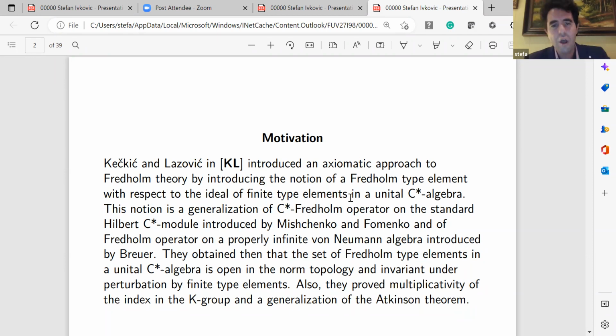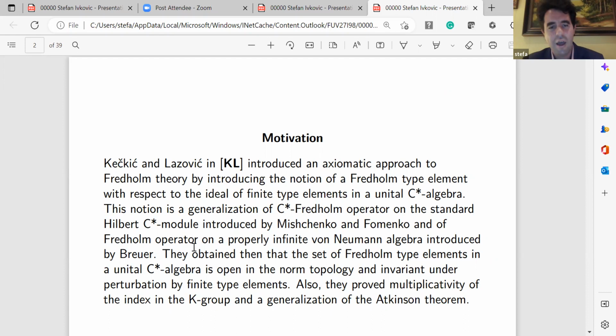So this is a generalized axiomatic setting, where instead of considering a concrete C-star algebra of operators, they study an arbitrary C-star algebra. And not only that, it is not only a generalization of this approach on modules, but it turns out that it is also a generalization of Manfred Breuer's approach regarding Fredholm operators, generalized Fredholm operators on properly infinite von Neumann algebras. So starting from these two concrete approaches, one on modules and one on von Neumann algebras, they wanted to introduce a general axiomatic approach such that these two approaches are just concrete cases.